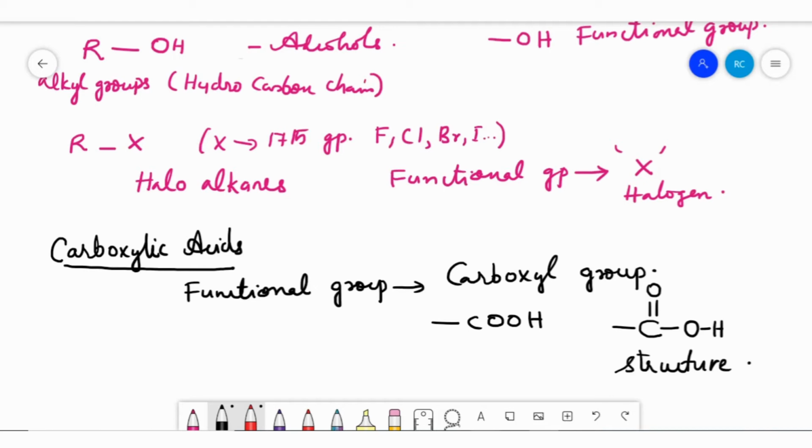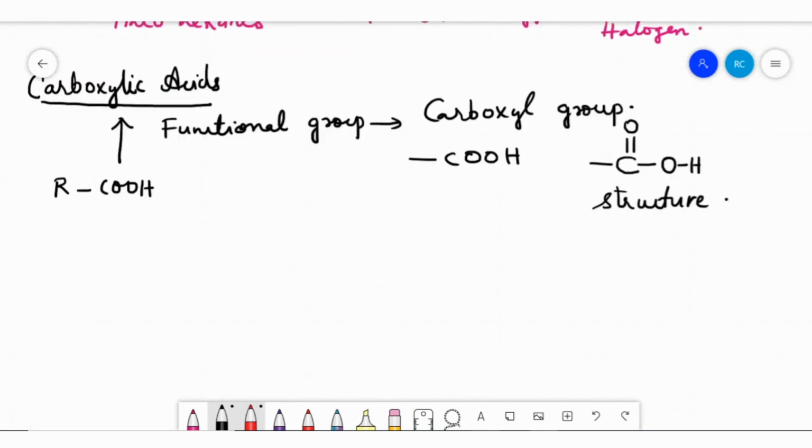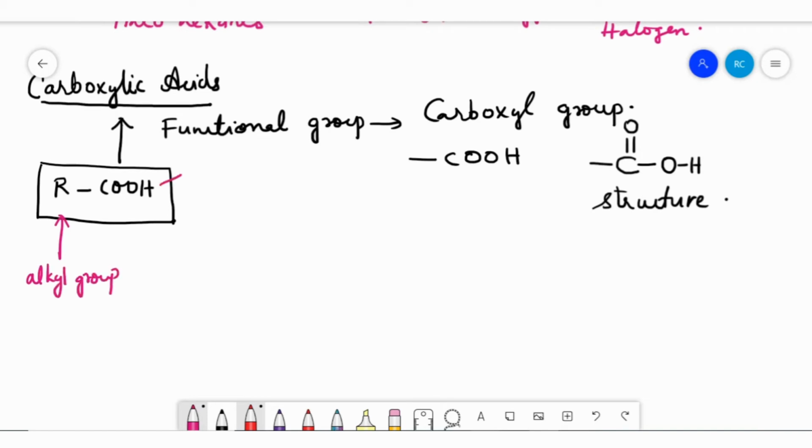Now, if you attach this functional group, COOH, to an alkyl group, we call these compounds carboxylic acids. So carboxylic acids are a group of compounds in which the functional group is the carboxyl group, and the general structure we write is RCOOH, where R is the alkyl group and COOH is the functional group. These compounds are called carboxylic acids.